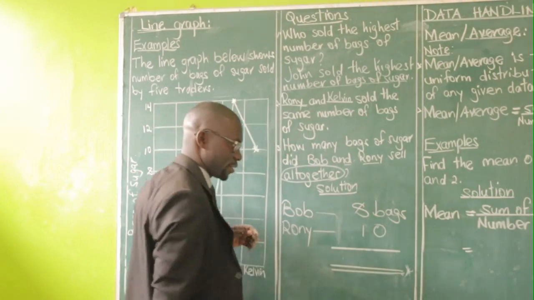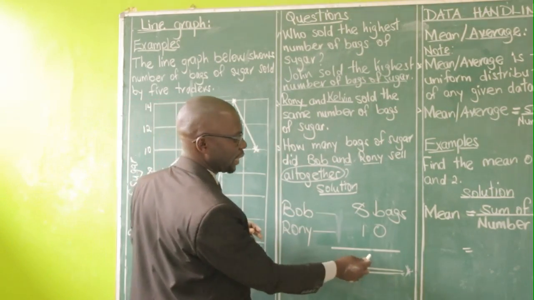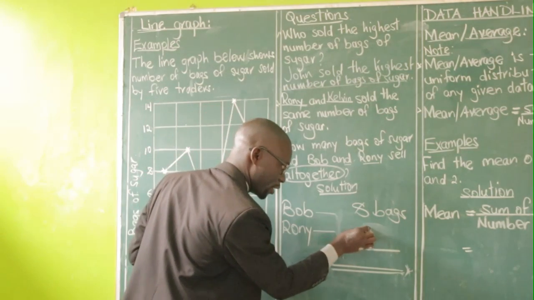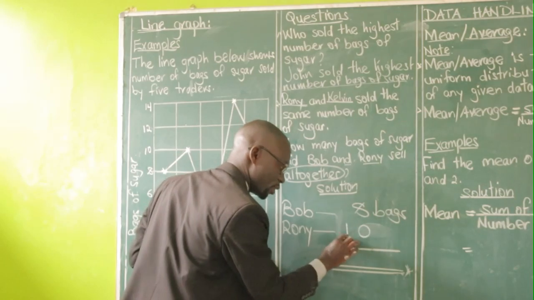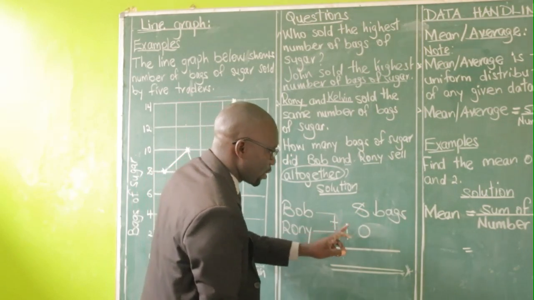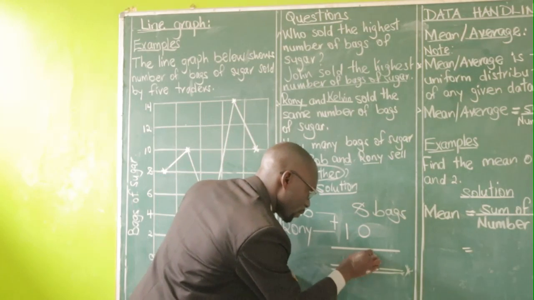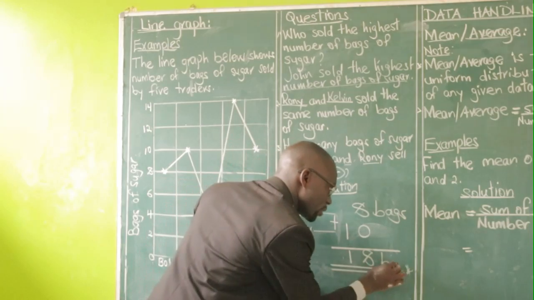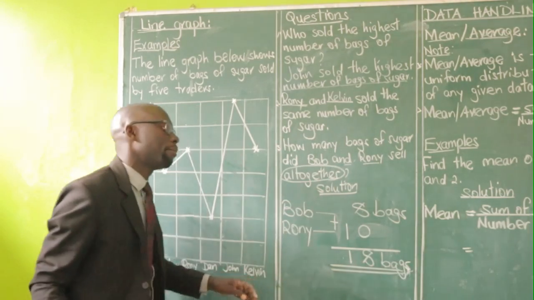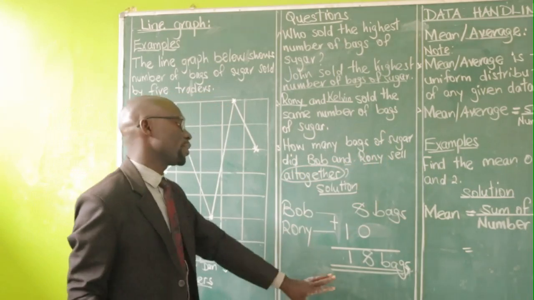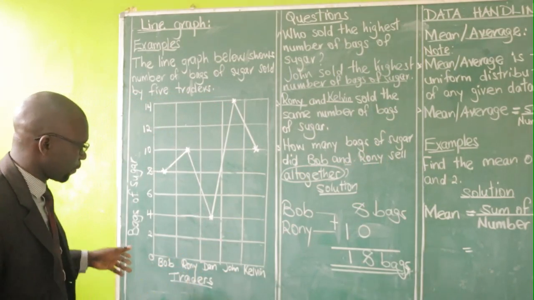Don't put 10 like this. You'll end up having 90. No. So we follow place values. We shall put a 0 here, and then the 1 here. And we shouldn't forget the addition sign. So 8 plus 0, we shall have 8. Then 1 plus nothing, we shall have 1. And that is now 18 bags. So Bob and Ronnie sold 18 bags all together.